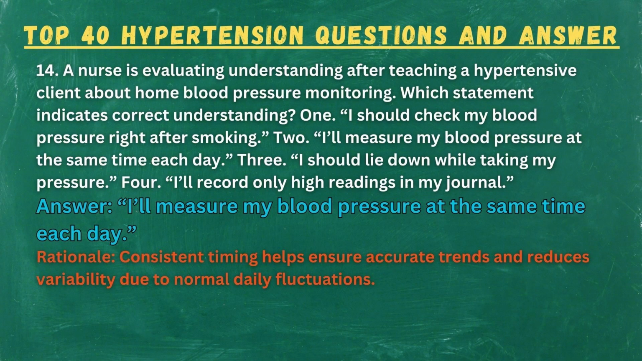14. A nurse is evaluating understanding after teaching a hypertensive client about home blood pressure monitoring. Which statement indicates correct understanding? 1. I should check my blood pressure right after smoking. 2. I'll measure my blood pressure at the same time each day. 3. I should lie down while taking my pressure. 4. I'll record only high readings in my journal. Answer: I'll measure my blood pressure at the same time each day. Rationale: consistent timing helps ensure accurate trends and reduces variability due to normal daily fluctuations.